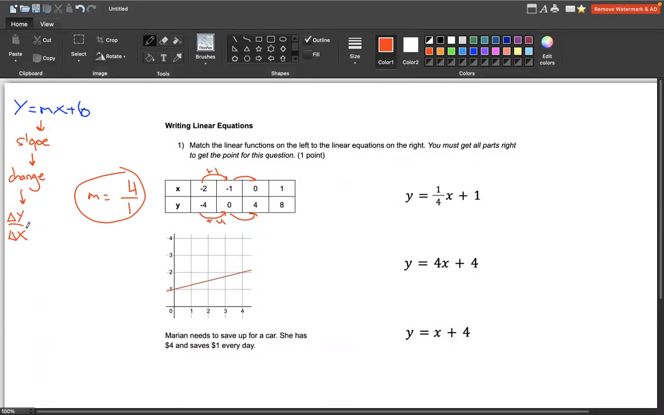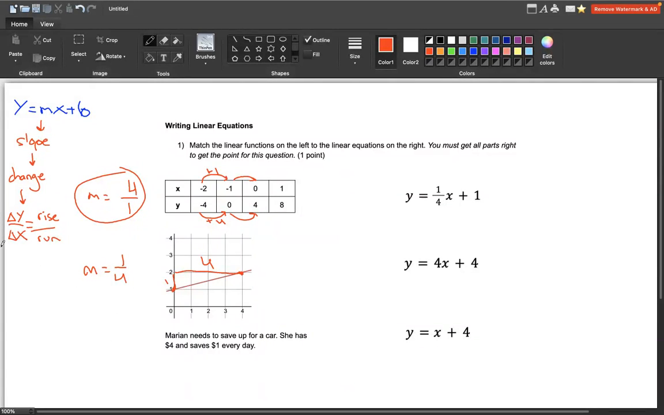Okay, how about this one? Well, this is where we're thinking, oh, change in y over change in x is the same thing as rise over run. Okay, and so for this, we're thinking, from one point to another point, our rise is 1, our run, 1, 2, 3, 4, is 4. So this m is 1 over 4.